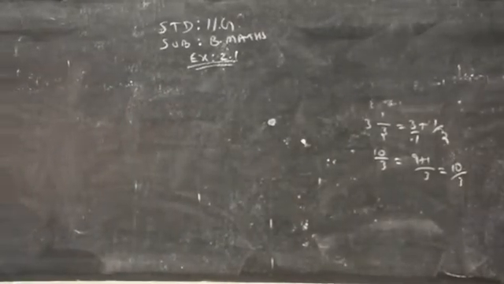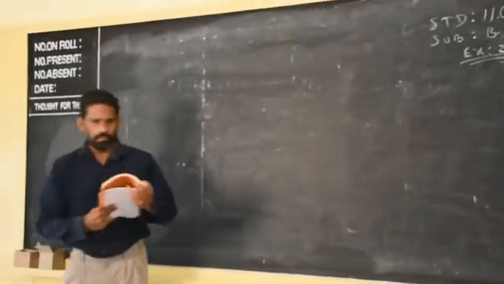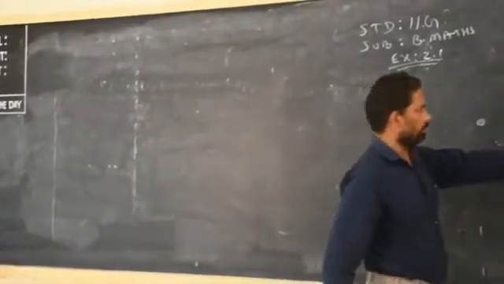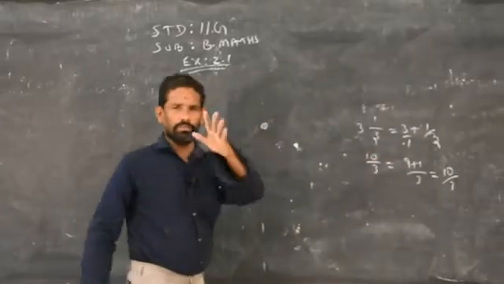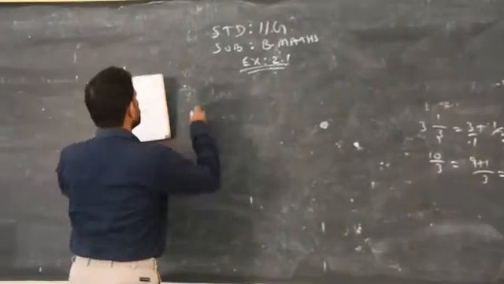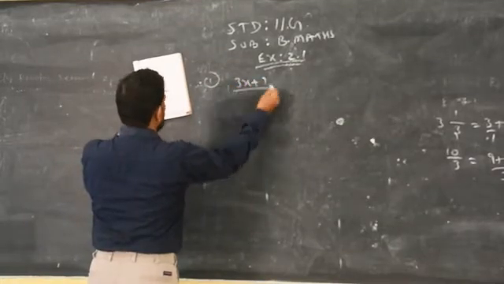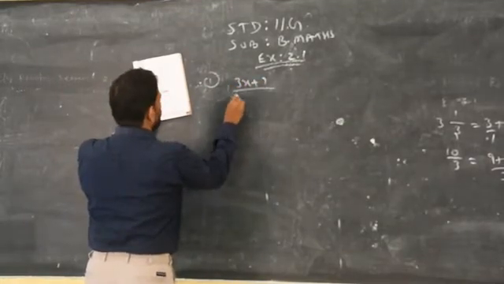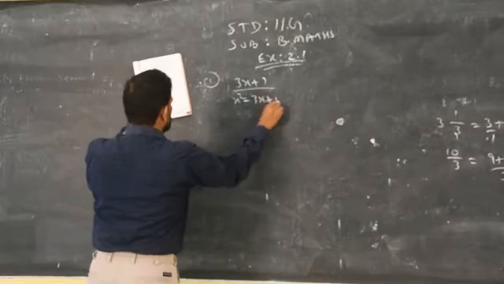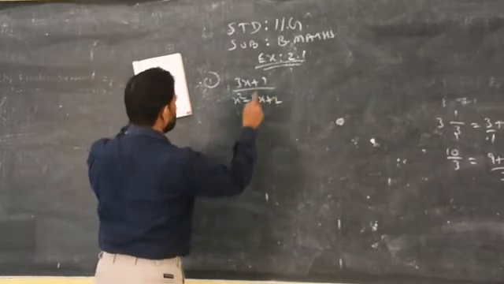I am just giving the explanations. Just this technique only I am applying now. There is no new technique. Clear? So question number 1 is given: 3x plus 7 by x square minus 3x plus 2.